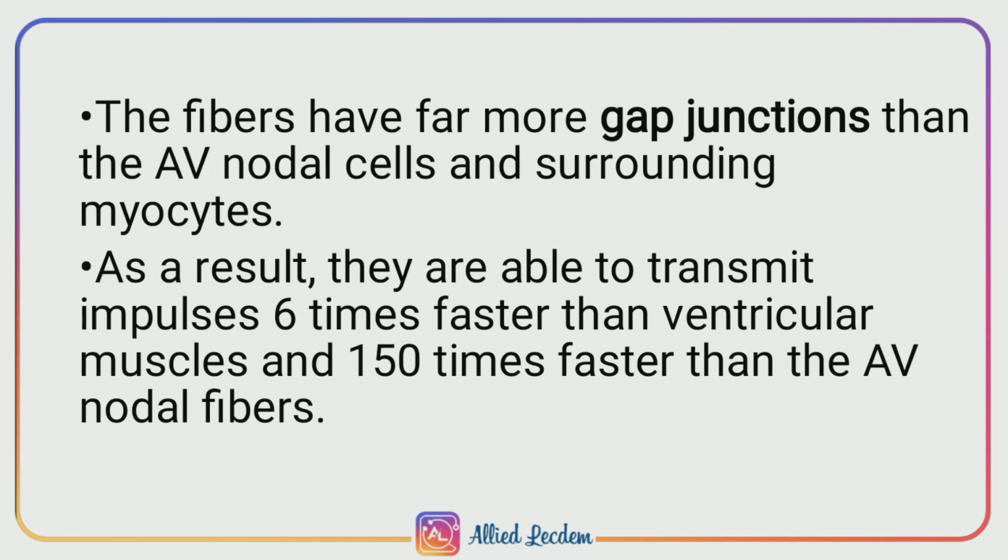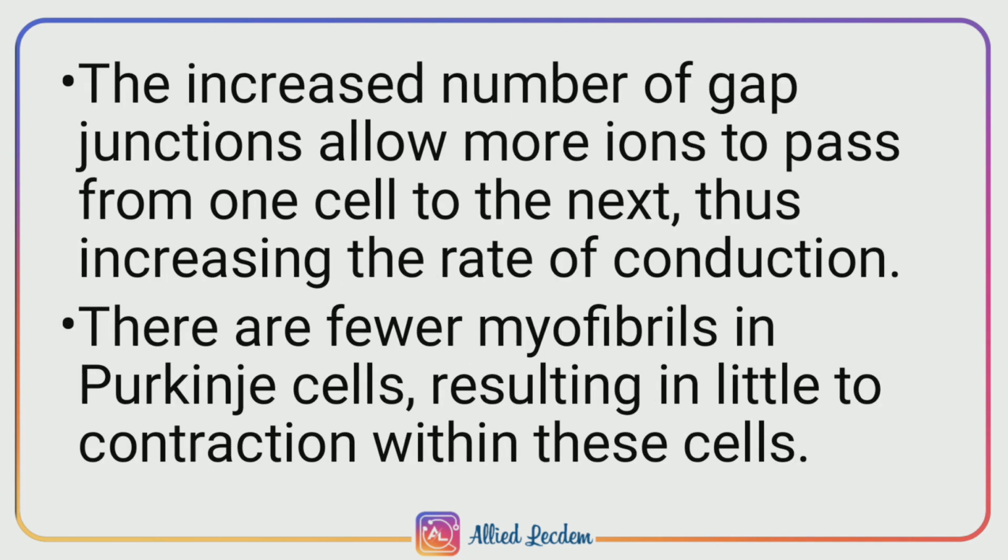The Purkinje fibers have far more gap junctions than the AV nodal cells and the surrounding myocytes. As a result, they are able to transmit impulses 6 times faster than the ventricular muscles and 150 times faster than the AV nodal fibers. The increased number of gap junctions allows more ions to pass from one cell to the next, thus increasing the rate of conduction. There are fewer myofibrils in Purkinje cells, resulting in little contraction within these cells.